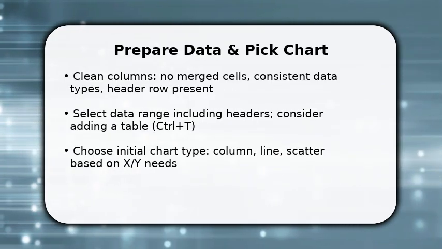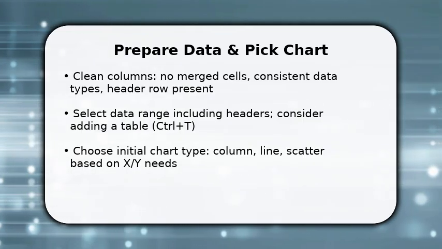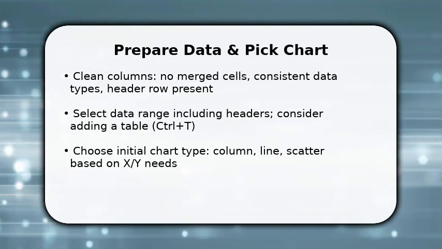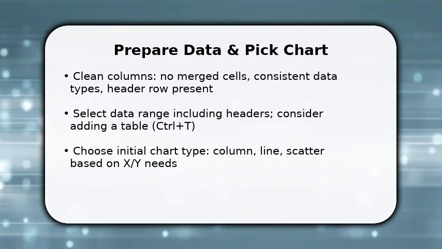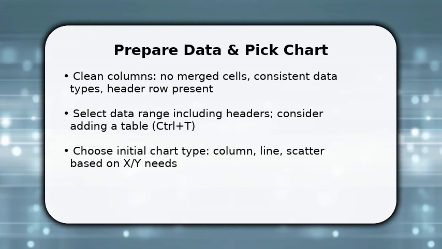Next, pick an initial chart that matches your question. Use column for categorical comparisons, line for trends, scatter for correlations. Make sure to include both X and Y columns when relevant. This first setup prevents common issues and speeds the rest of the build.